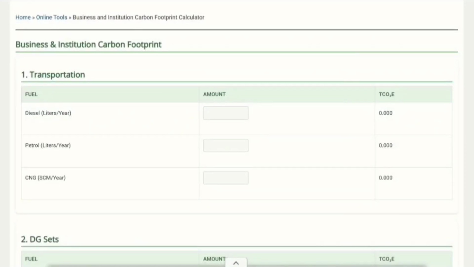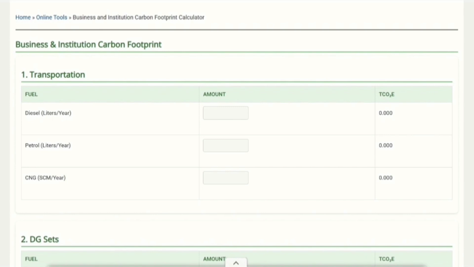Hello everyone, welcome to this walkthrough of the business carbon footprint calculator developed under the Ingraj Consulting Private Limited. This tool helps businesses measure and manage their carbon emissions across 8 major categories in line with IPCC standards. Let's go through each section in detail.